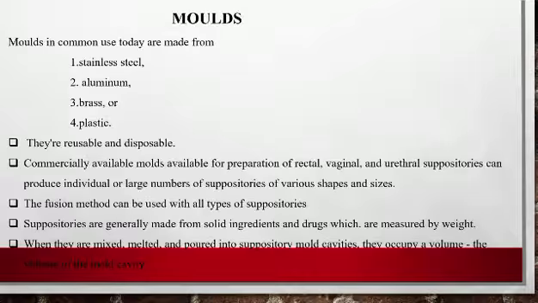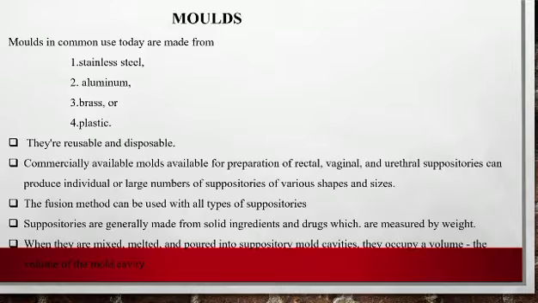And commercially, these are available for the preparation of rectal and urethral suppositories, so that they can be produced individually as well as when a large number of suppositories are involved. Next, the fusion method can be used with all types of suppositories. The suppositories are generally made from solid ingredients and the drugs, which are measured by weight. When they are mixed, melted and poured into the suppository mold cavities, they occupy the volume of the mold cavities. Usually they undergo the density factor for the preparation of suppositories.